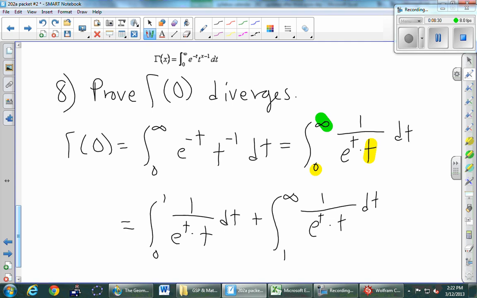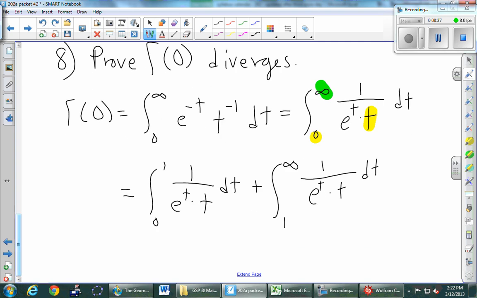Okay, so looking at this, again, we're trying to prove that this integral diverges. Let's just think a little bit about the logic here. Suppose that this one over here converges, which means it's a finite number, and this one over here converges, which means it's a finite number. Then what would you say about the sum of those two things? It converges. It's going to be some finite number.